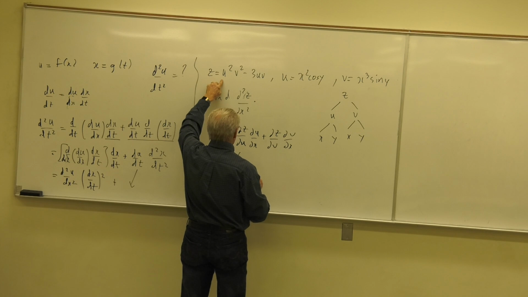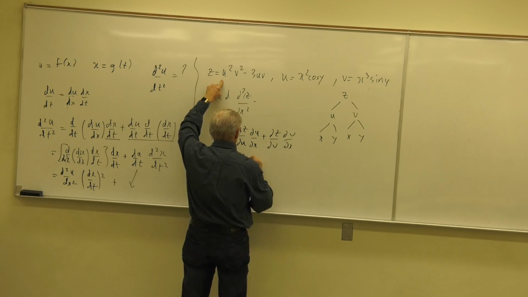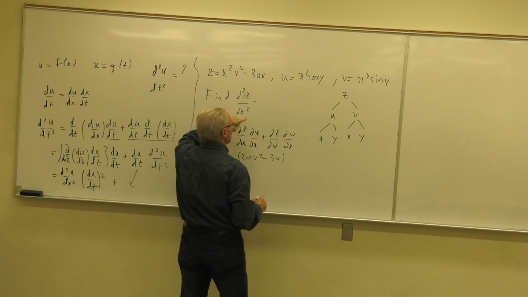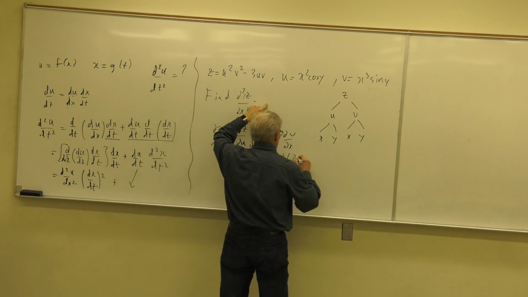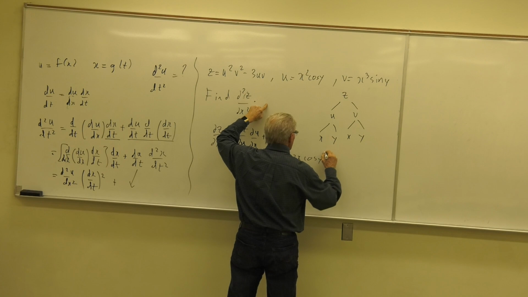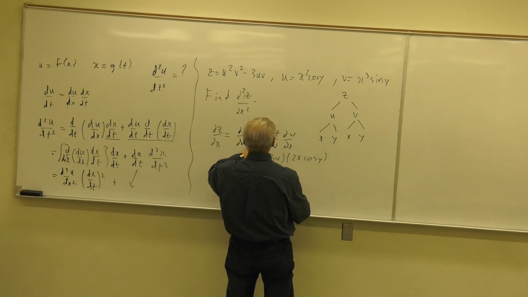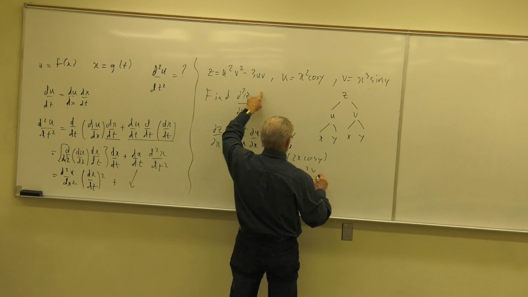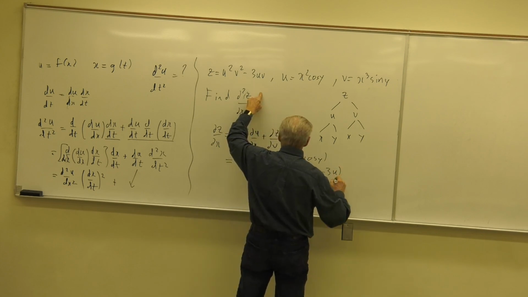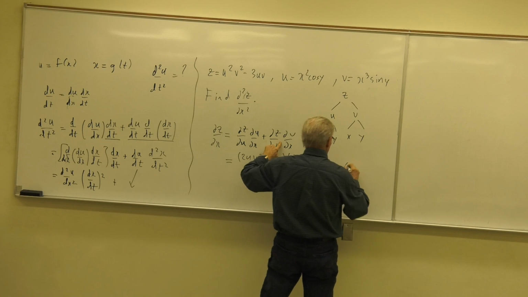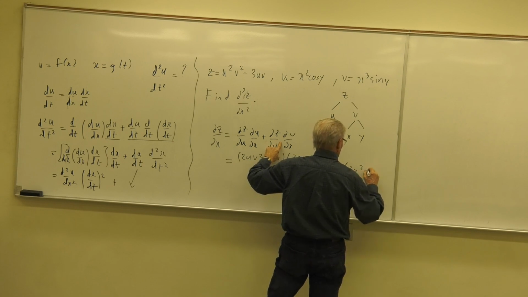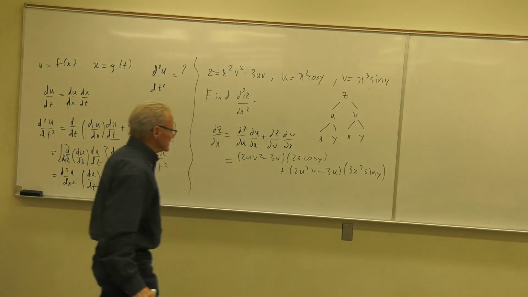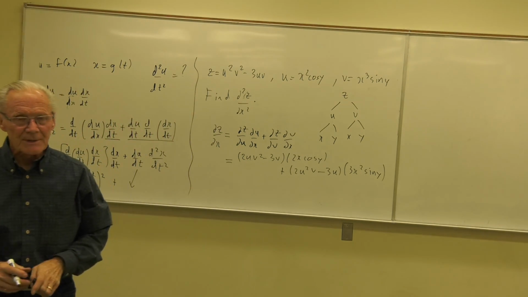So we need partial z partial u, which is 2u v squared minus 3v. I need partial u partial x, which is 2x cos y. I need partial z partial v, which is 2u squared v minus 3u. And I need partial v partial x, which is 3x squared sine y. So there's our first derivative, unsimplified.